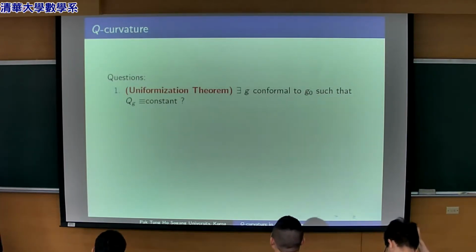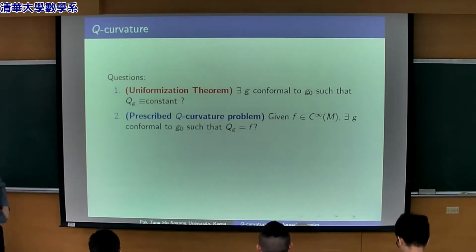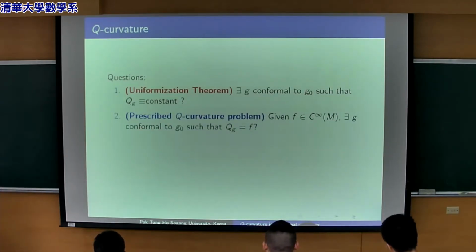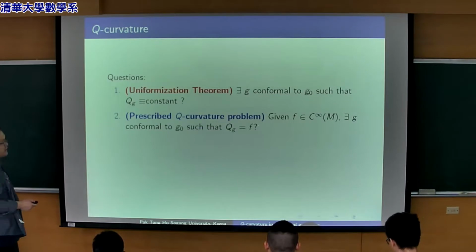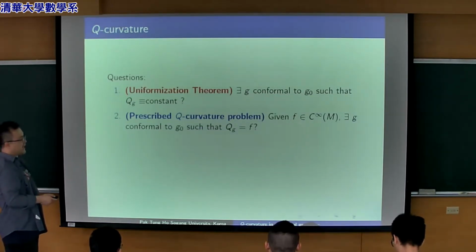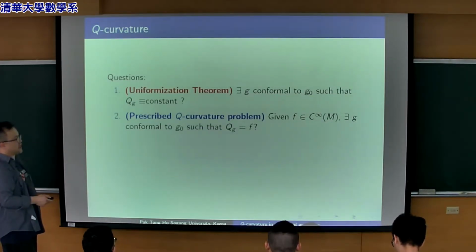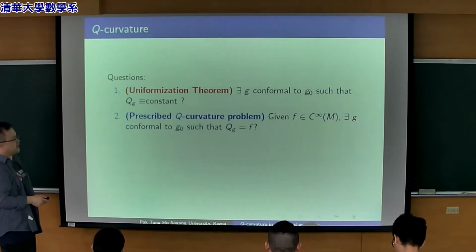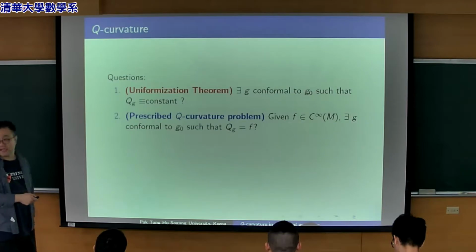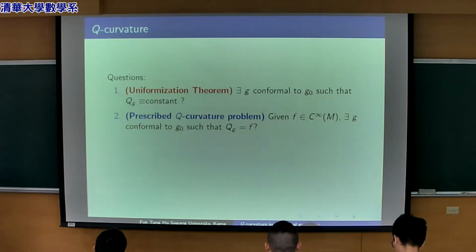And more generally, we would like to ask this. We want to prescribe the Q curvature, namely, given any smooth function f on this manifold, can we find a conformal metric such that its Q curvature is exactly this f? Of course, if you take f to be constant, this reduces to question one.